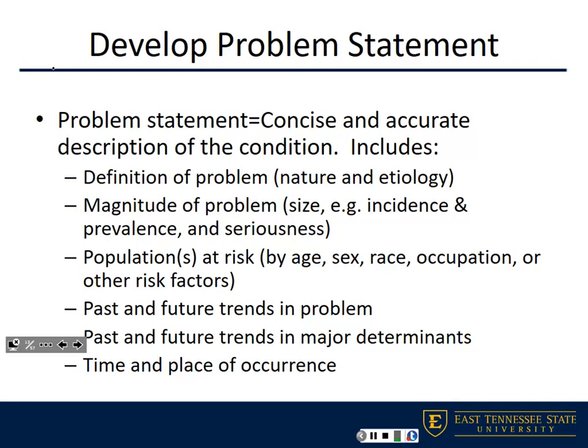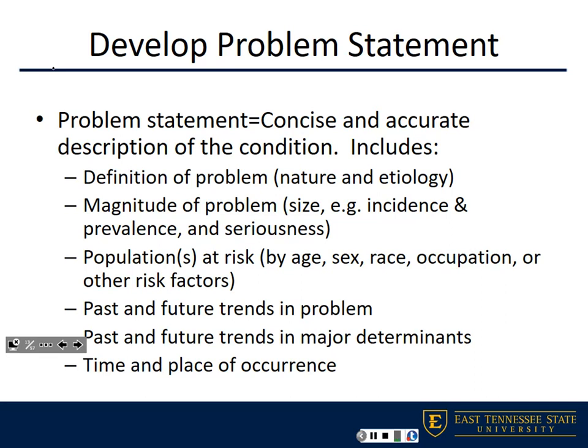So our problem statement then is a concise and accurate description of this problem or condition that we identified. The problem statement is typically 1 to 2 pages, and it includes the elements listed on this slide. Okay? So it defines what the problem is that we are, again, seeking to address. It highlights the magnitude of the problem. Magnitude of the problem refers to the size and seriousness of the problem. Size is measured in terms of incidence and or prevalence. Seriousness is measured in terms of morbidity, mortality, disability, or other indicator.